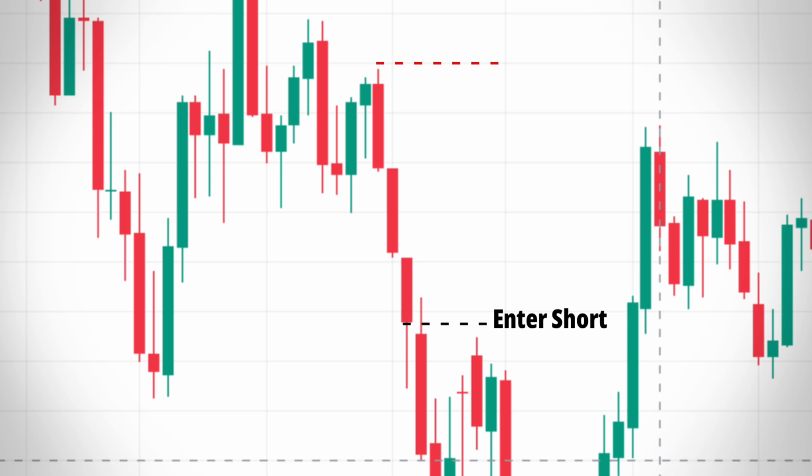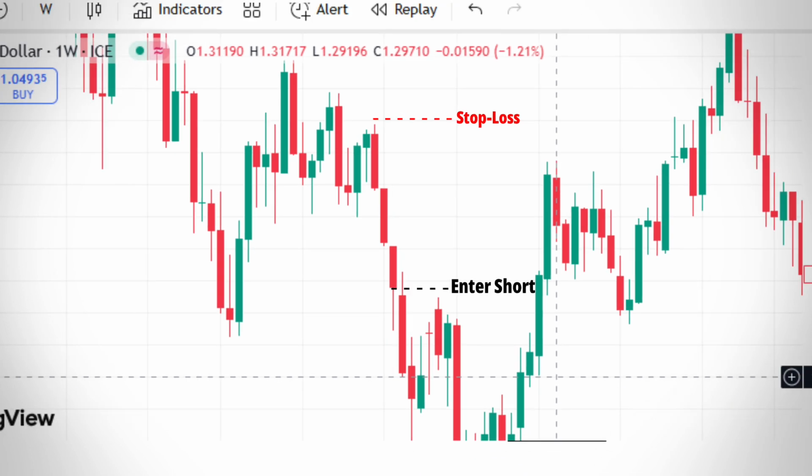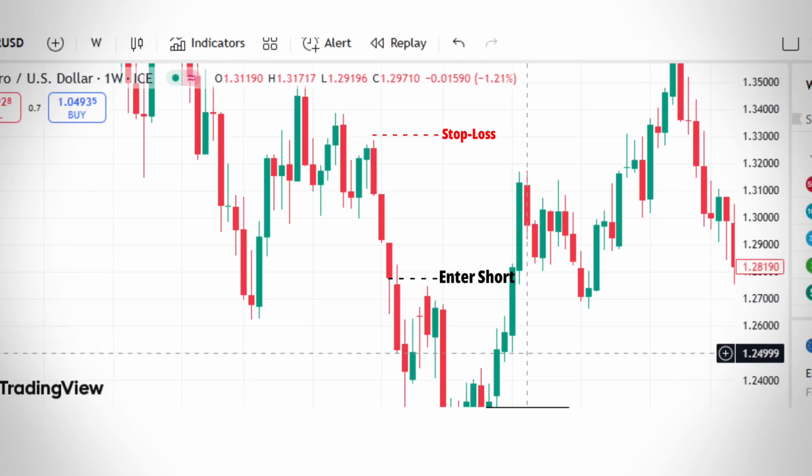Place a stop loss above the high of the 3rd candle or above the resistance level to protect against potential reversal in the market. Set your target profit at key support levels where the price may find a floor. Additionally, use technical indicators like moving average or Fibonacci retracement levels to identify potential exit points.